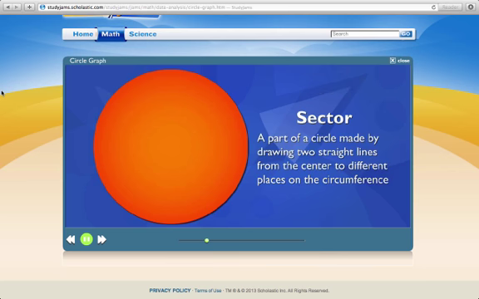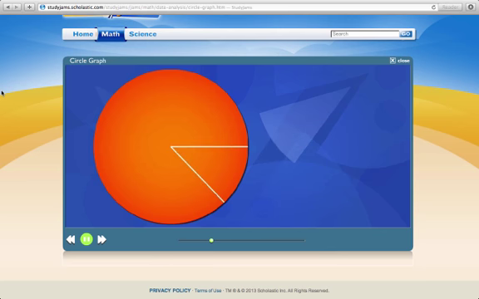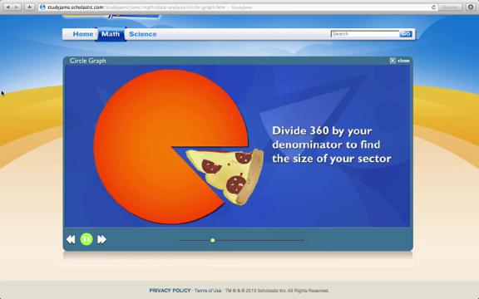Sectors? Yeah, a sector is the part of the circle made by drawing two straight lines from its center to different places on its outer edge. Oh, like a slice of pizza. You'll have a different number of sectors depending on the denominator of your fractions. So let's figure out your fractions.